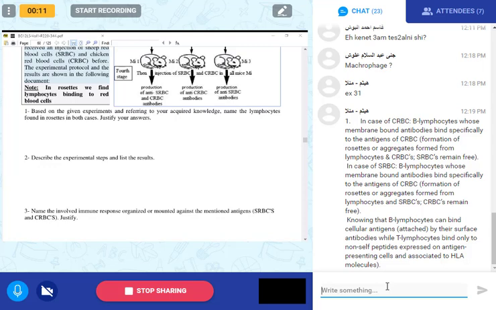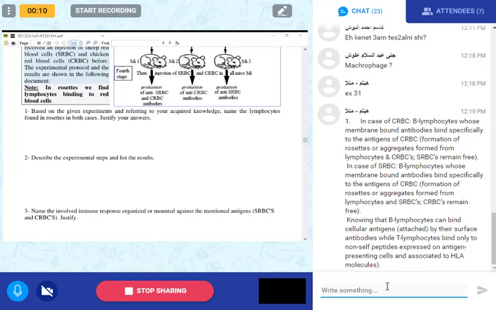In case of SRBC, B lymphocytes whose membrane-bound antibodies bind specifically to the antigens of SRBC, formation of rosettes or aggregates formed from lymphocytes and the SRBCs, CRBCs remain free. Okay.